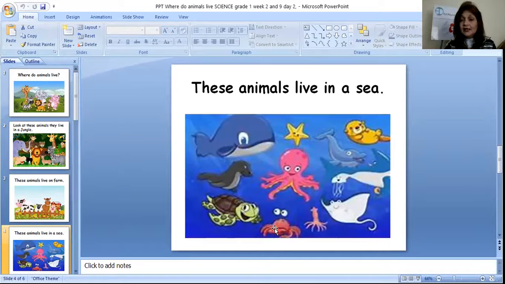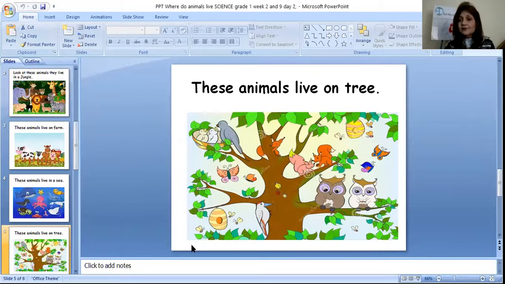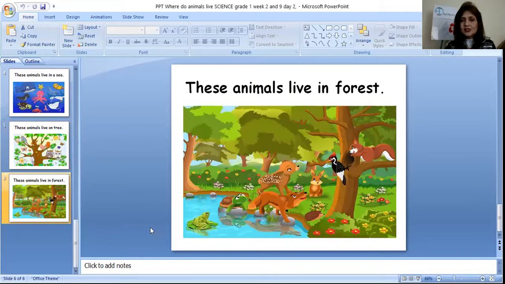Now this is the picture of the animals which live in the sea. You can see turtle, shark, whale, starfish, octopus, crabs. They all live in the sea. Now these are the animals that live on a tree, like we have discussed. Owls, butterflies, birds, squirrels. They all live on trees. Now there's the last one. These are forest animals. Again, you can see squirrel, birds, bunnies, rabbits, fox, turtle, crocodile, right? These are all the animals that we did today.